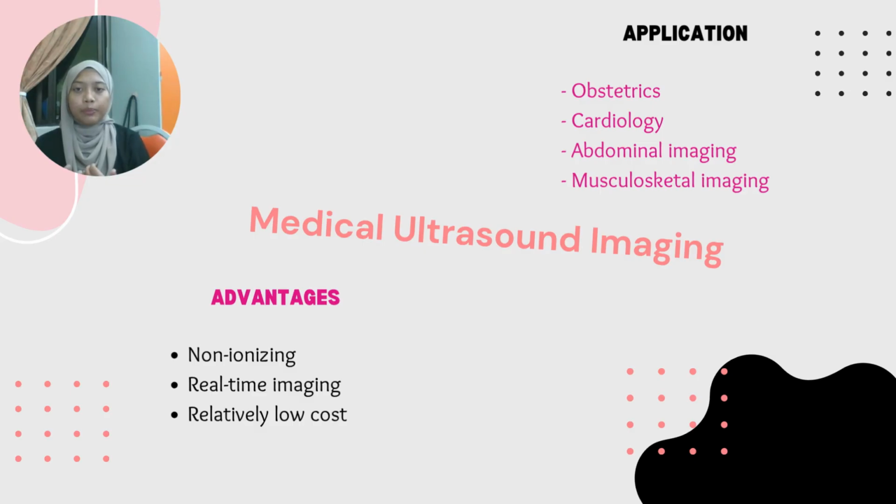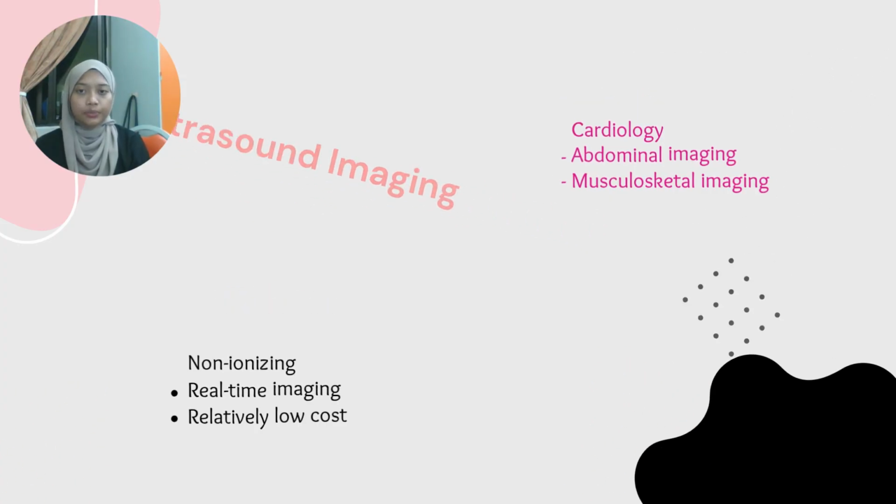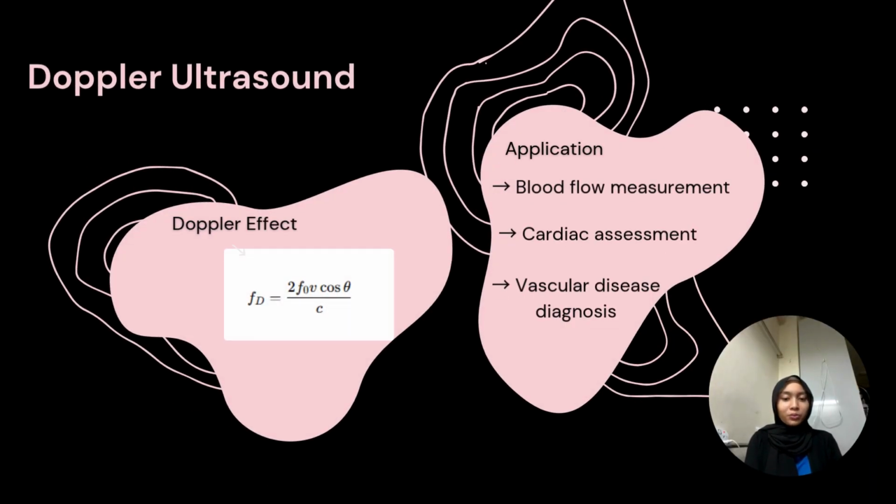Another important medical application involves measuring blood flow using the Doppler effect. Doppler ultrasound is based on the Doppler effect, which occurs when sound waves are reflected from a moving object. In medical applications, moving red blood cells cause a frequency shift in the reflected ultrasound signal. The Doppler equation is f_D equals 2 f_0 v cos theta over c. By measuring this shift, the velocity and direction of blood flow can be determined. This technique is commonly used to assess cardiovascular health and detect circulatory disorders.